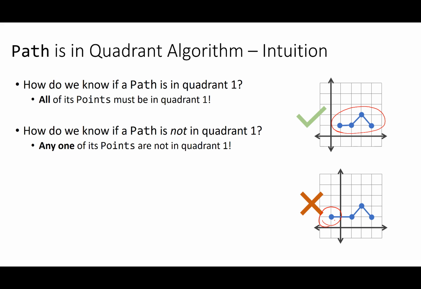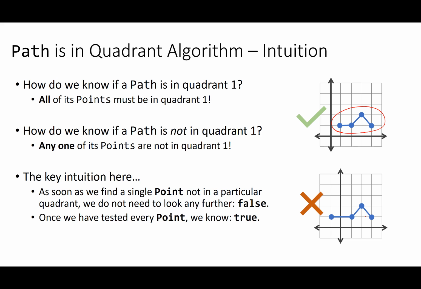So how do we make this happen? How do we actually write this in Java such that we don't have to look at every single point once we've found one that doesn't match? Well, here's where we're going to use that property of the return statement, the fact that as soon as a return statement is reached, our job is done. What we're going to say is, if we're looking at a point in our path and it doesn't match, we're going to return false immediately. We're not going to look at the next one and the next one. So that's kind of jumping the gun. We still have a few things to talk through before we get to that point. But the key intuition here is that as soon as we find a point that's not in the right quadrant, we can return false. Otherwise, once we've tested every single point and we know that they all are in the correct quadrant, that's when we can return true.